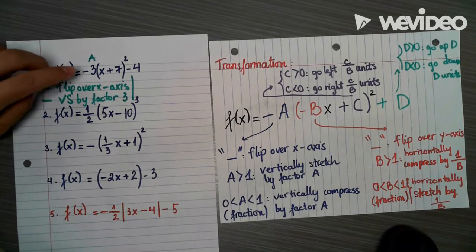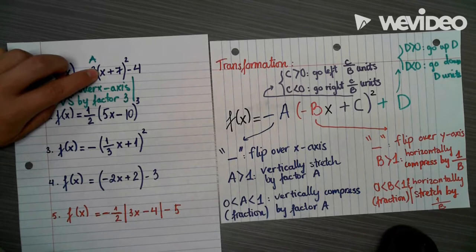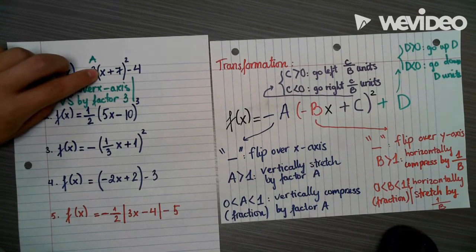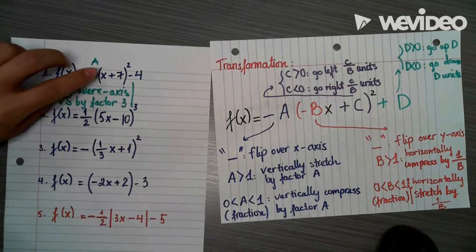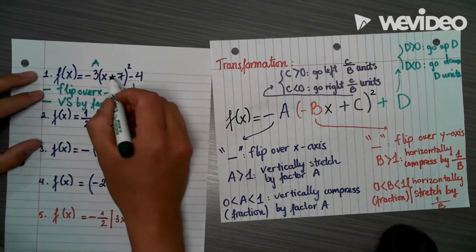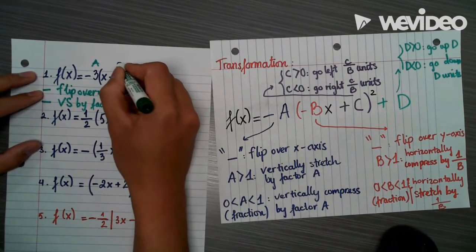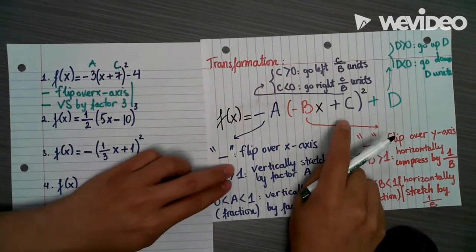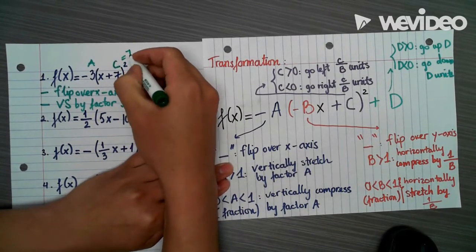Now next, inside the parentheses, we have nothing. We didn't multiply anything, and we don't have a negative sign over here, so we don't care about b because we don't have b. Now, plus 7 inside the parentheses. This one is my c. Where is c? Here. And c is 7.